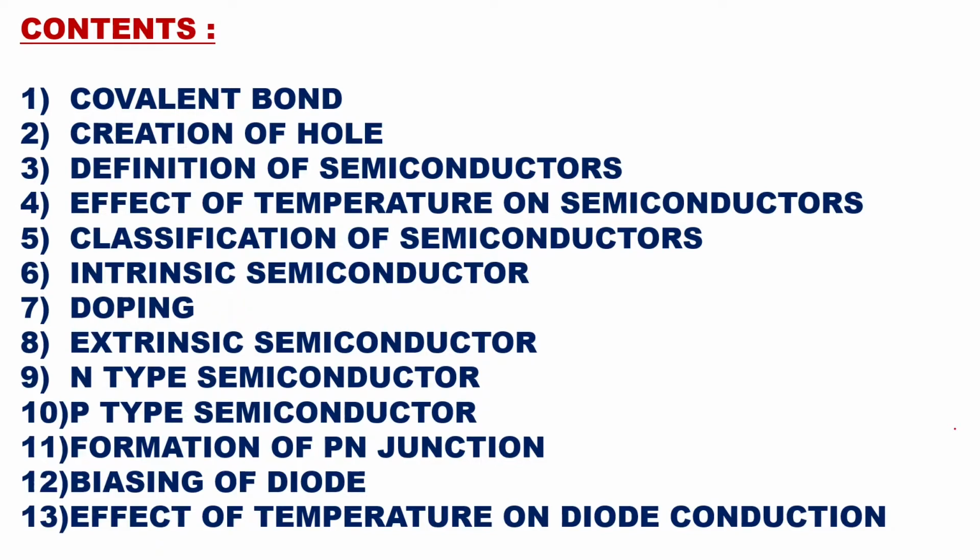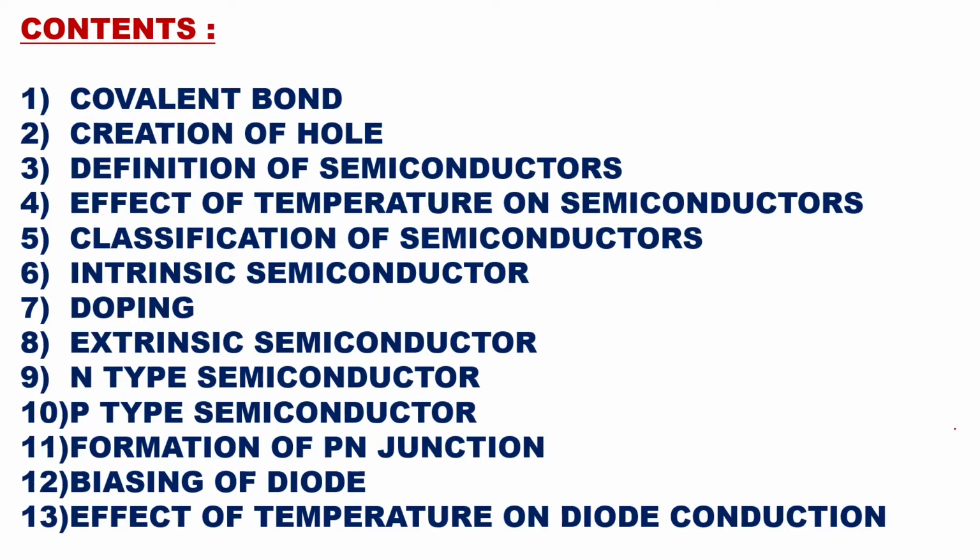Number one is covalent bond. Number two is creation of hole. Number three is definition of semiconductors. Number four is effect of temperature on semiconductors. Number five is classification of semiconductors. Number six is intrinsic semiconductor. Number seven is doping. Number eight is extrinsic semiconductor. Ninth is N-type semiconductor. 10th is P-type semiconductor.